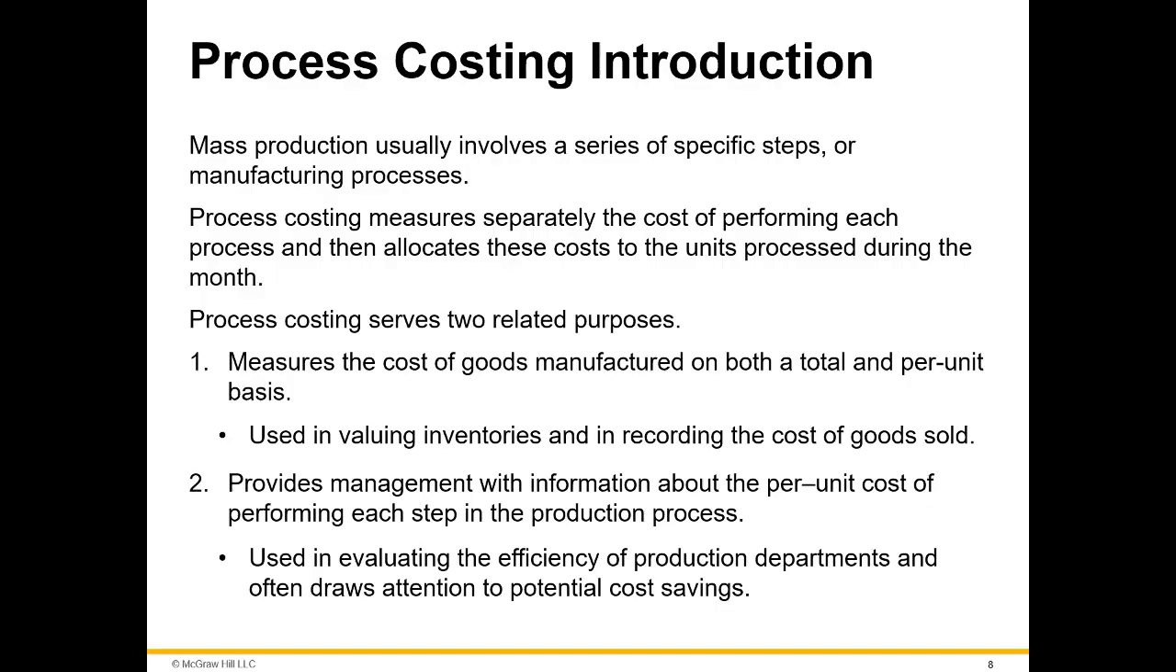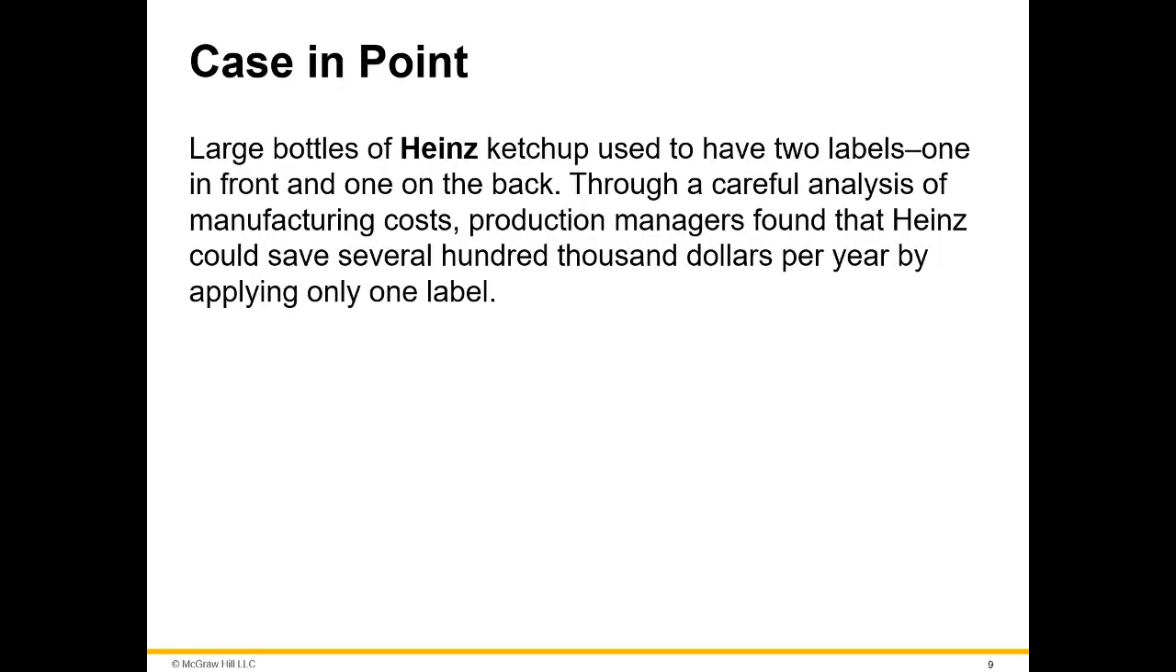So as we talk about process costing, we're talking about mass production. Process costing measures separate the cost of performing each process and then allocates these costs to the total number of units processed during that month. These are going to be used both to measure the cost of goods manufactured as well as the cost of goods sold, and they're going to provide management with information about what the cost is per unit associated with each step of the production process.